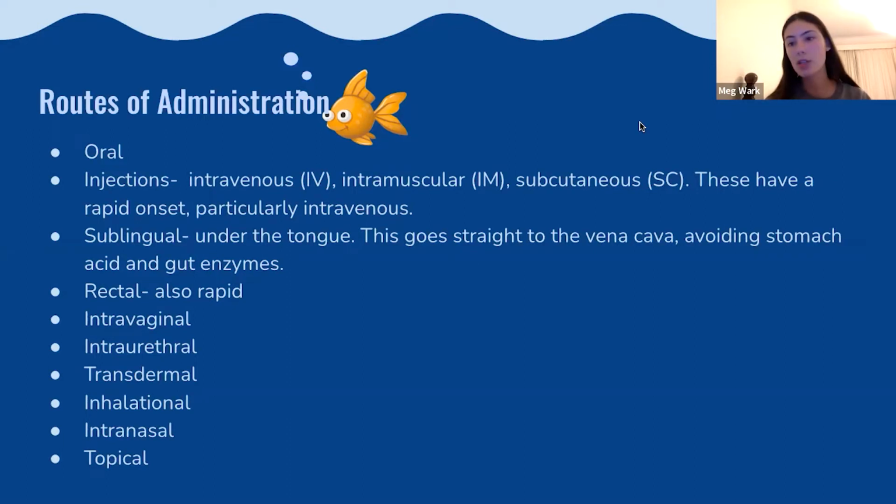We've got rectal administration, which is also rapid because there's mucous membranes there, which it can be absorbed into. Intravaginal, intraurethral, transdermal, inhalational, so that's like, for example, asthma puffers. Intranasal and topical, so that's like a gel or a cream that you just apply to certain parts of your skin.